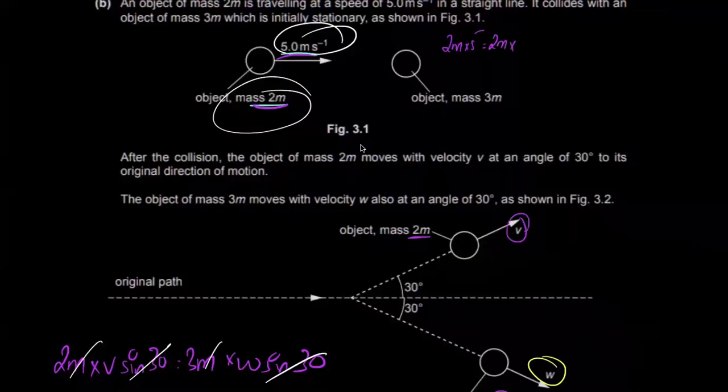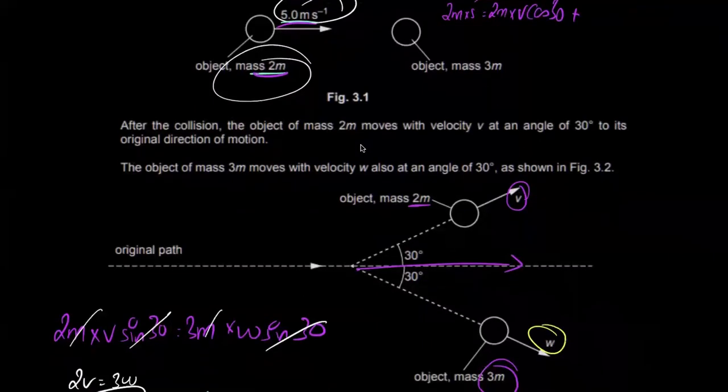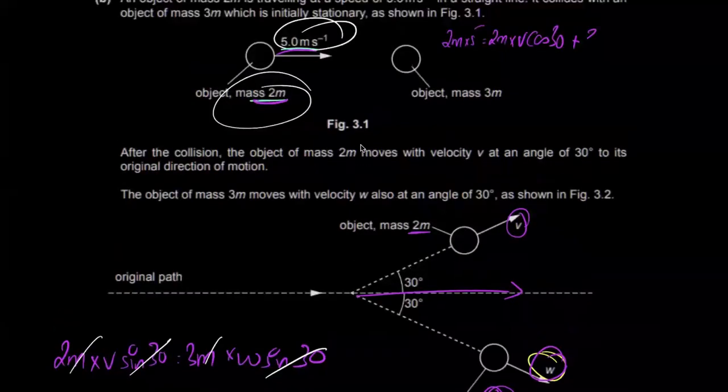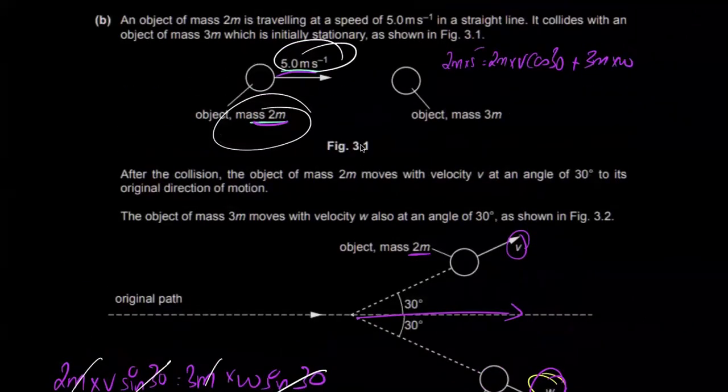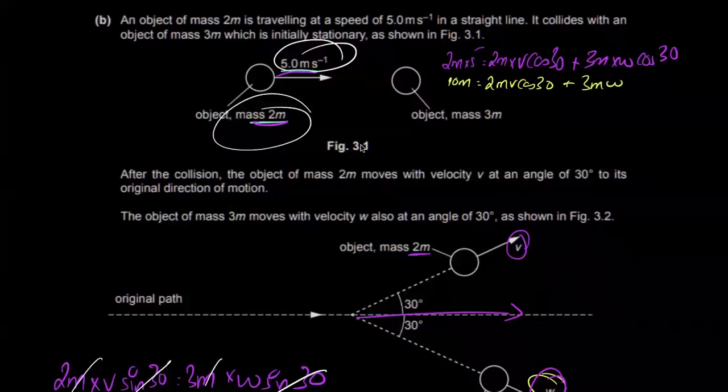into v cos 30, plus 3m into W cos 30. So that's 10m is equal to 2mv cos 30 plus 3m W cos 30. Is this clear, Hashim? Do you understand कि मैंने equation कैसे बनाई है? That's the entire part. If you understand equation कैसे बनी, आगे you just need to do the substitution.